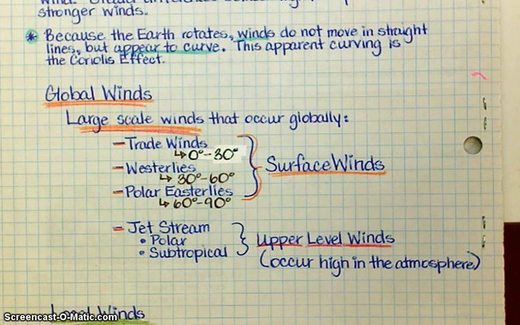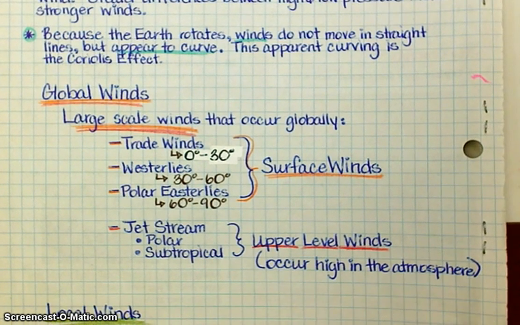Okay, the westerlies should be easy to remember because they're coming from the west in general. Polar easterlies should be fairly easy to remember because the name says easterlies, so it's flowing from the east. And the trade winds are also coming from the east, but it's not in the name. Okay, so those are your surface winds that act on a global scale.